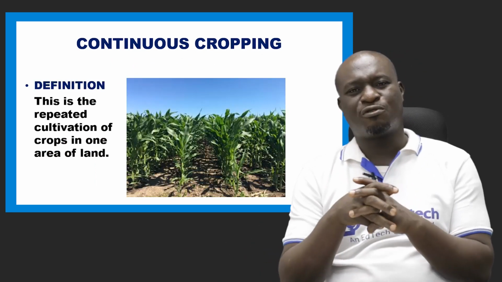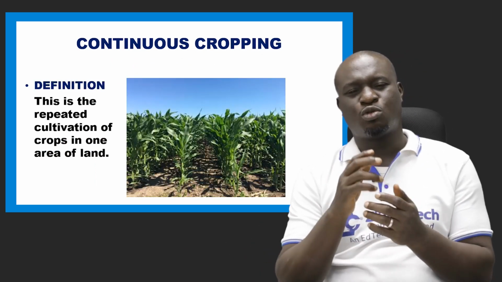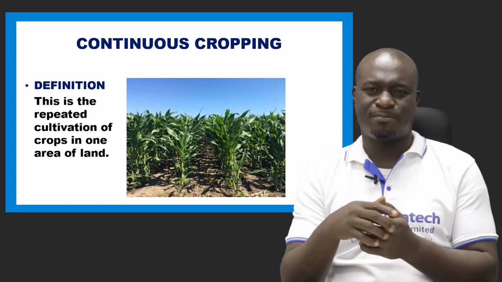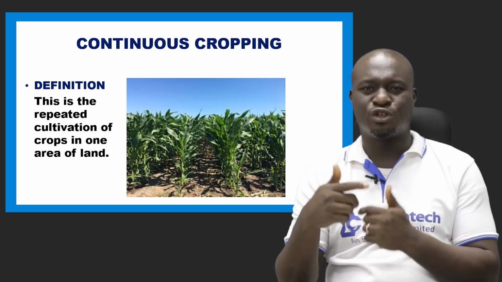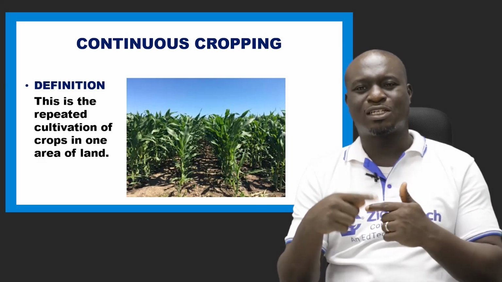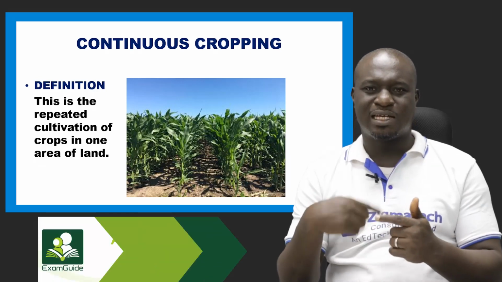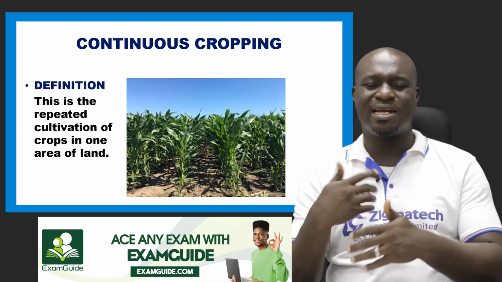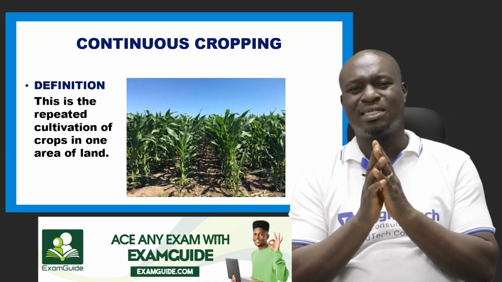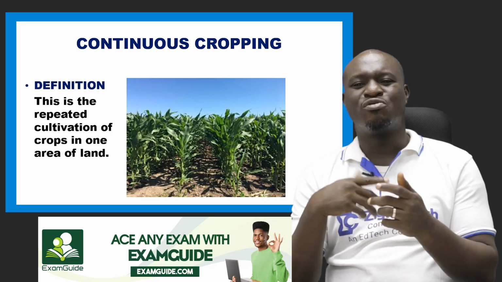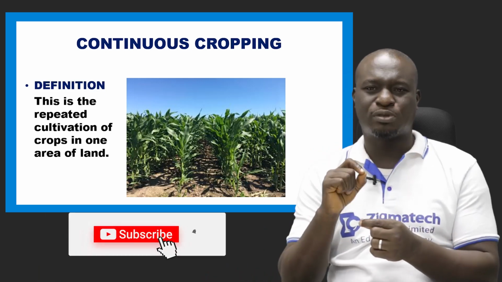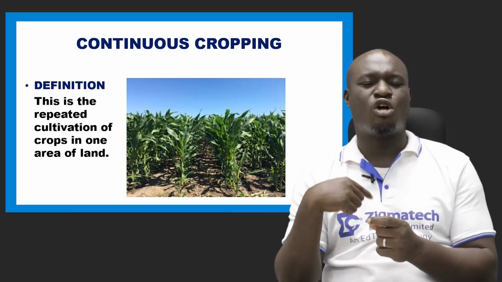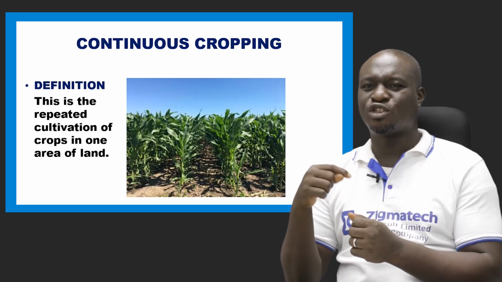The next type of farming activity we're going to be looking at after monocropping is continuous cropping. As the name implies, continuous is something that continues or persists, a type of cultivation that repeats again and again. So continuous cropping can simply be defined as the repeated cultivation of crops in one area of land.